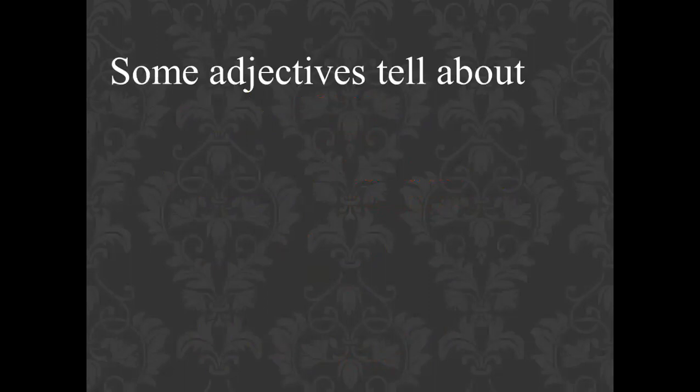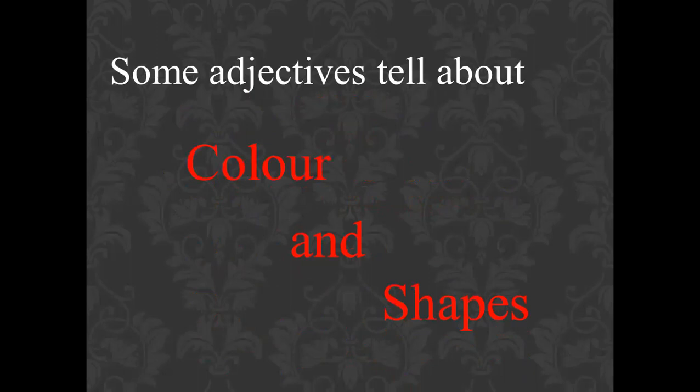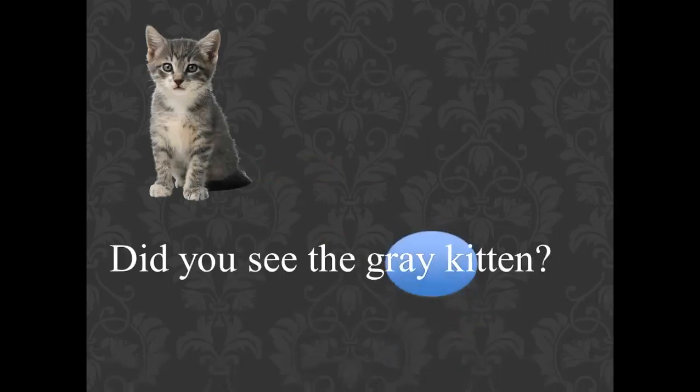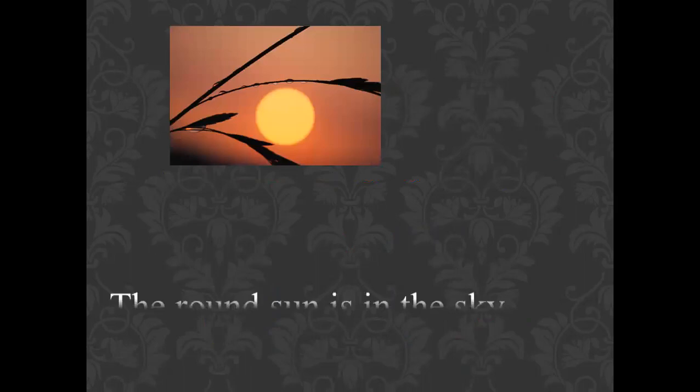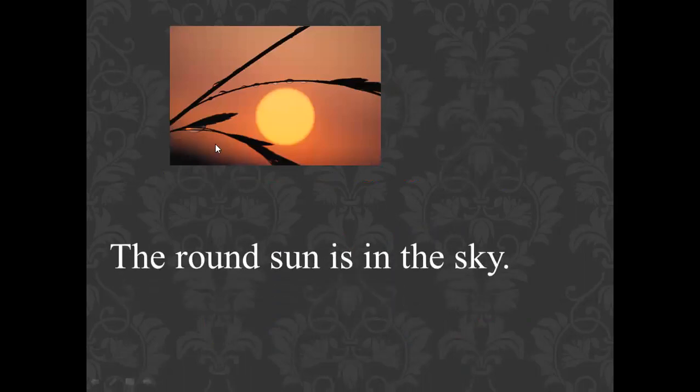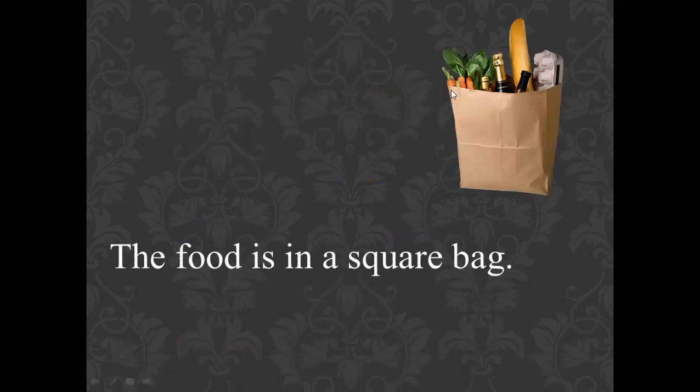Now look, some adjectives tell us about colors and shapes, right? For example, what is the color of the kitten? It's a gray kitten. Gray is an adjective. What is the color of strawberries? Red. I love red strawberries. Here the red is an adjective. Look at the shape of the sun. The sun has a round shape. The round sun. Round is an adjective. Look at the shape of this bag. Square bag. Here the square is an adjective. So adjective tells us about color and shape.